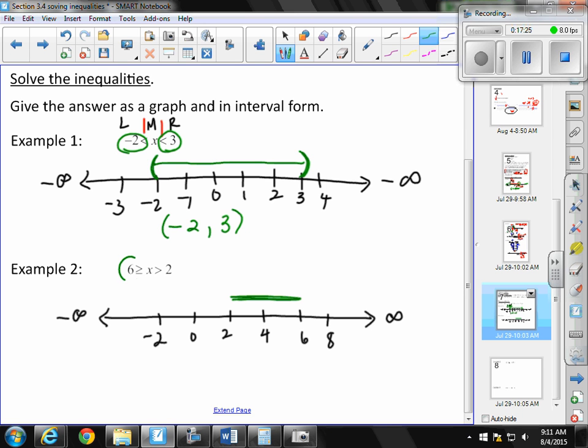Now notice at 6 you have a greater than or equal to sign. Equal to, that's where we're using that square bracket. Greater than sign, we use a parenthesis. So it doesn't matter what order the inequality is written in, our number line still has to go negative numbers to the left, positive numbers to the right. We have 2 with a parenthesis out to 6 with a square bracket.